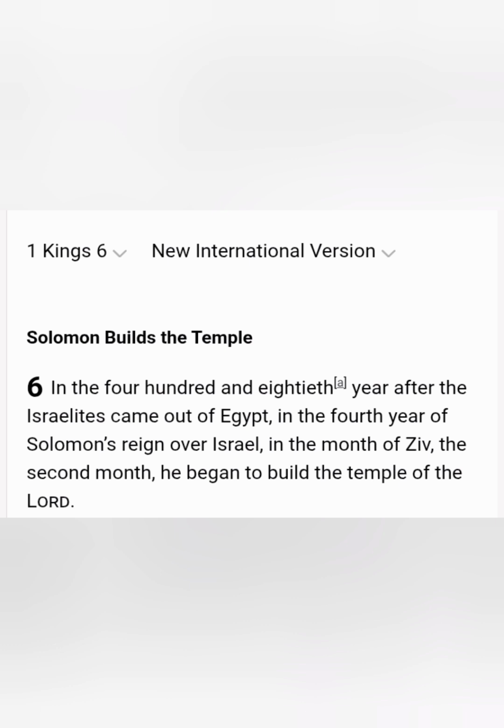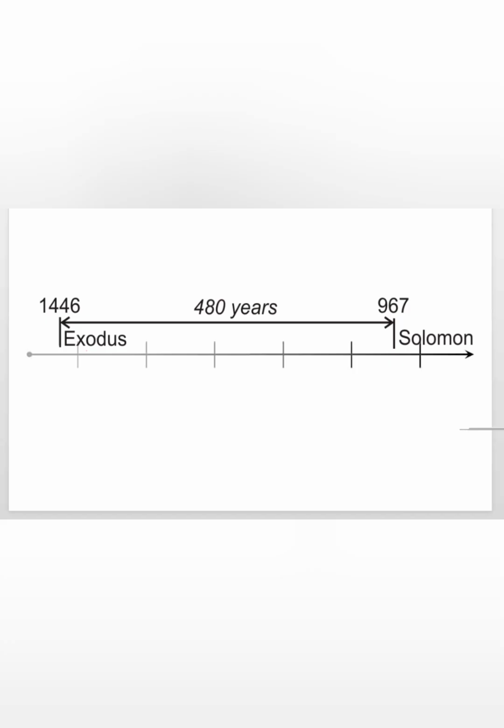Solomon's reign being recognized in the second half of the 10th century and the building of the temple around 967 BC, 480 years prior to that puts us in the middle of the 15th century, more specifically around the year 1446 BC.